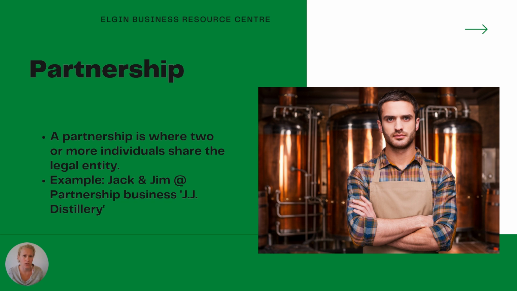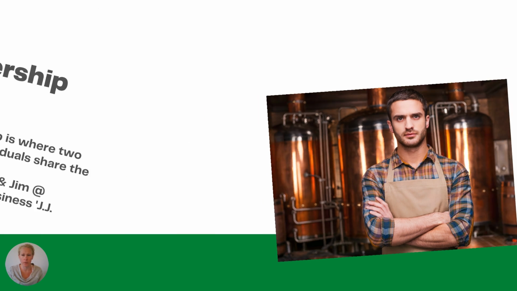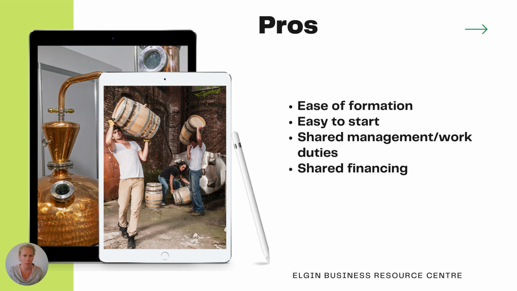The second type of business structure we'll be talking about is partnership. Of course, a partnership is where two or more individuals share the legal entity. These can be two or more individuals or two or more corporations. In our example, we're going to use Jack and Jim, who have partnered together to form JJ's Distillery. There are more than just one type of partnership. There are actually 4 different types of partnerships you can enter. We will not be getting into those details today.